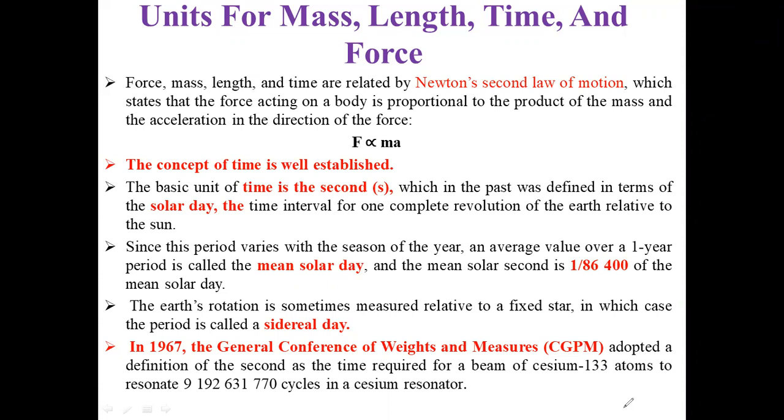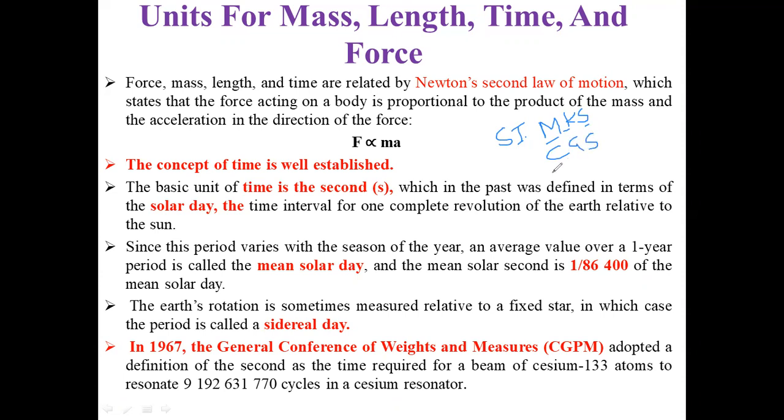There are different methods to give the units. The first method is the SI unit, which is known as the International Standard System of Units. The second one is MKS. What is meant by MKS? M means meter, K means kilogram, and S means second. This is known as the MKS system. Then the CGS system: centimeter, gram, and second.